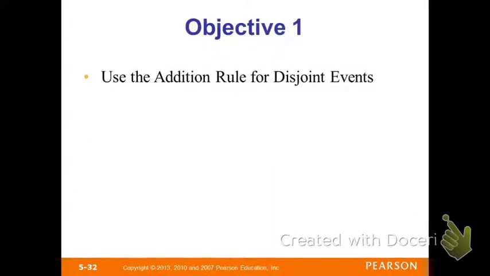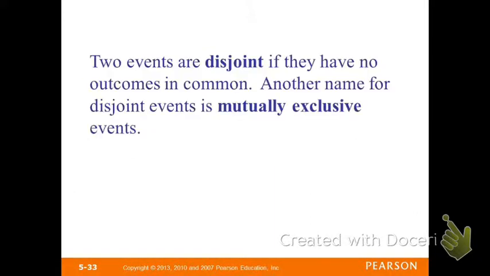Objective 1, using the addition rule for disjoint events. Two events are disjoint. This is an important concept for you to understand. Two events are disjoint if they have no outcomes in common. Another name for disjoint events is mutually exclusive events. Okay, so events that can't happen at the same time.